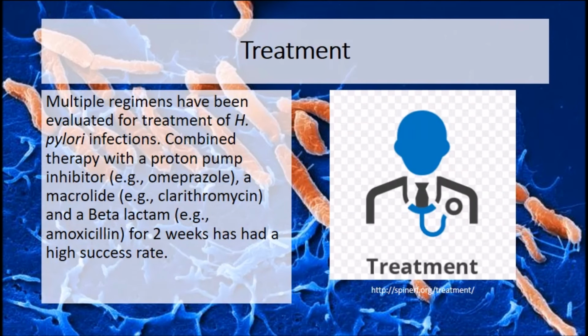To finish this PowerPoint up, we're going to talk about treatment. There are multiple regimens that have been evaluated for treatment of H. pylori infections. You're going to do a combination therapy with a proton pump inhibitor, which would be omeprazole, a macrolide, which would be clarithromycin, and also a beta-lactam, such as amoxicillin. You're going to use that for about 2 weeks, and this has been a very successful rate.